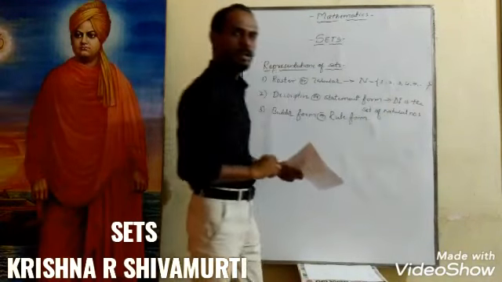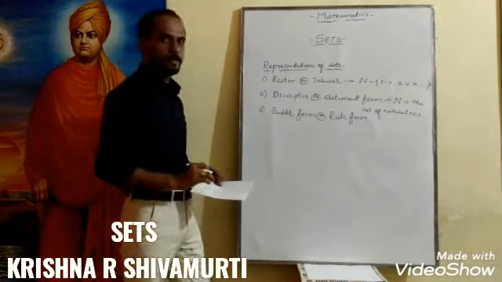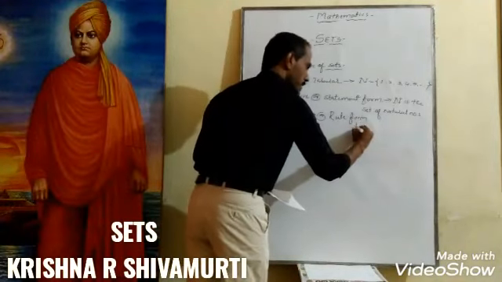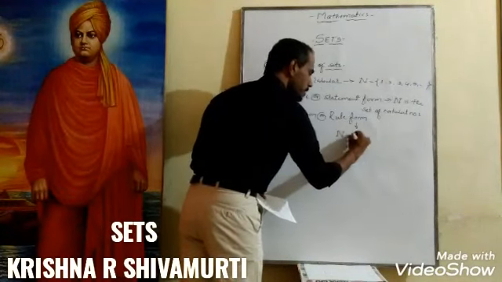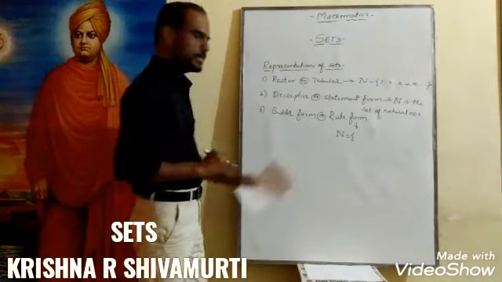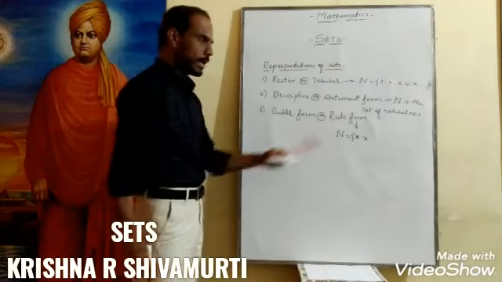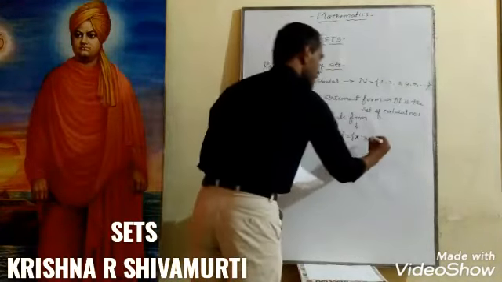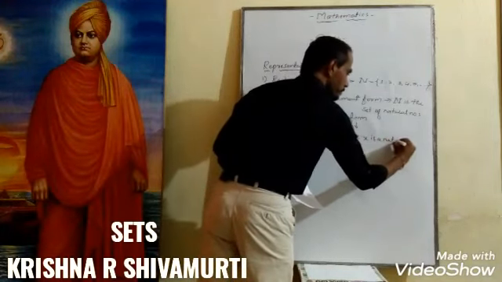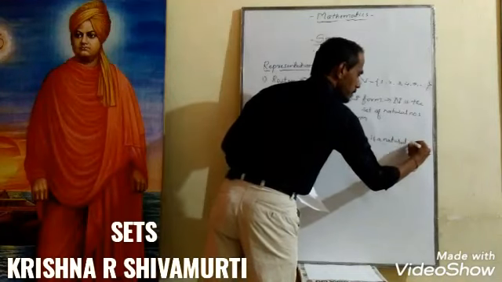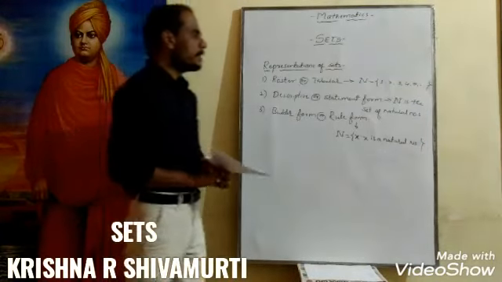N is the set of natural numbers. In this form, it is only a statement. In this form, how is it written? The third example: set N is equal to {x : x is a natural number}. See, what is the difference?